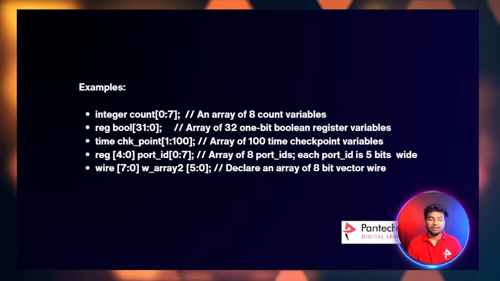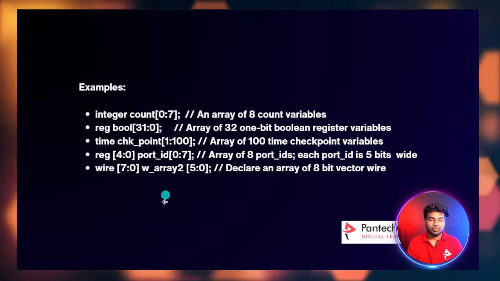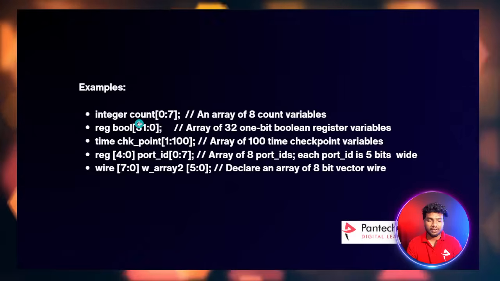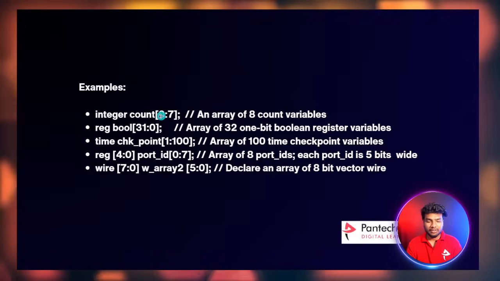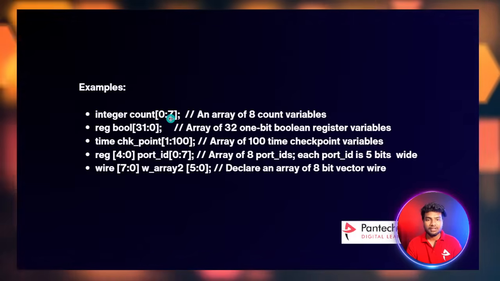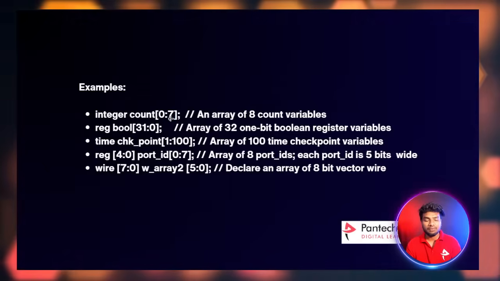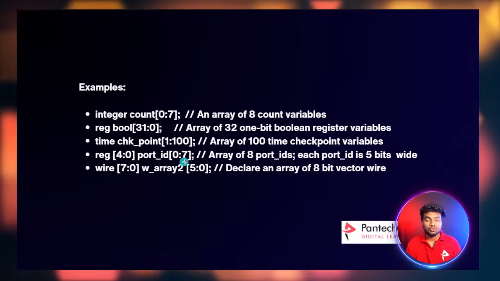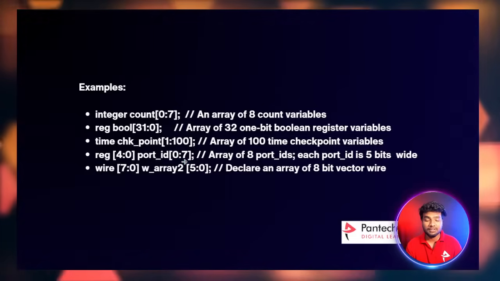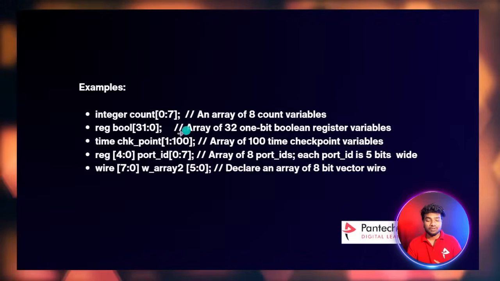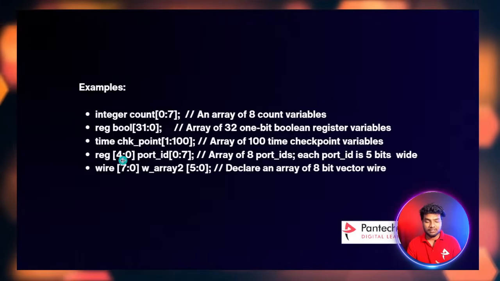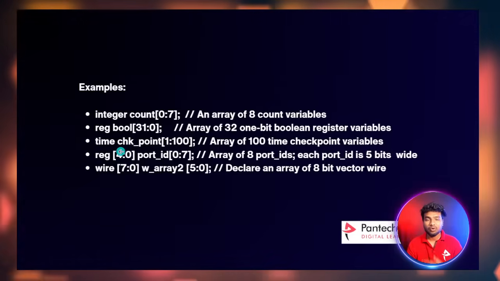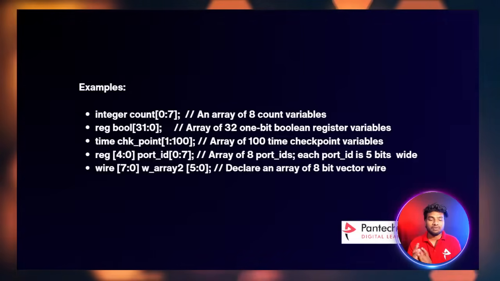For example, you can see this particular count. Count is one array, and here the vector is 7 down to 0, so it has 8 memory locations. But here you can see 4 down to 0, which means in each and every memory location you can store 5 bits of data.